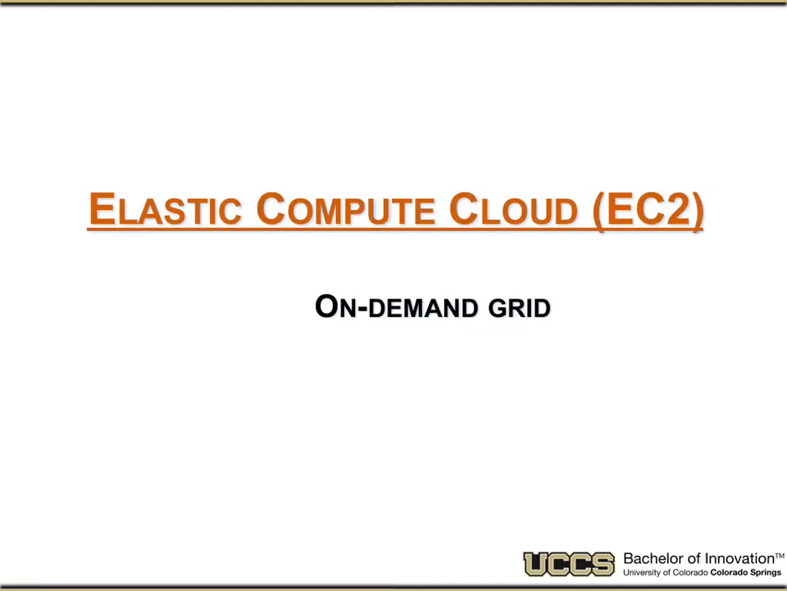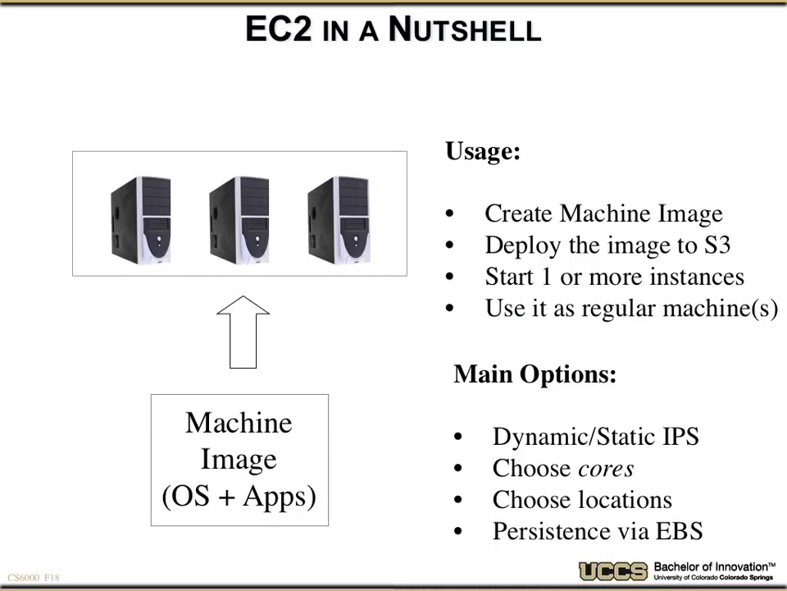So EC2, the Elastic Compute Cloud, is a sort of on-demand grid of computers. They basically have this idea that there's a bunch of machine images. By a machine image, we mean that it's really a virtual machine that's running an operating system and some apps. So to use this, you create a machine image, you deploy the image to S3, and once it's deployed, you can then start it up.